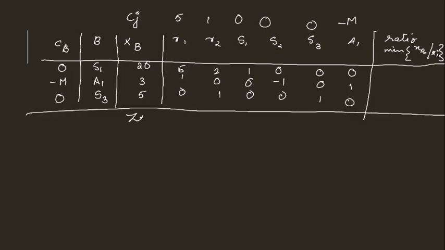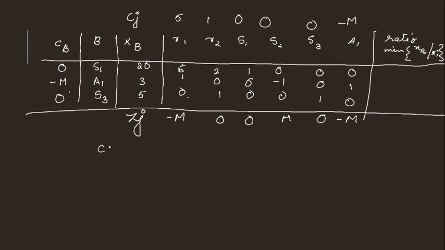Now you find Zj. How to find Zj? I hope by now it is clear how to find Zj. How do you find Zj? Yes, you multiply 5 with the 0, plus 1 into minus M, plus 0 into 0. So that is how you get. So here in this case you have minus M, 0, 0, M, 0, minus M.